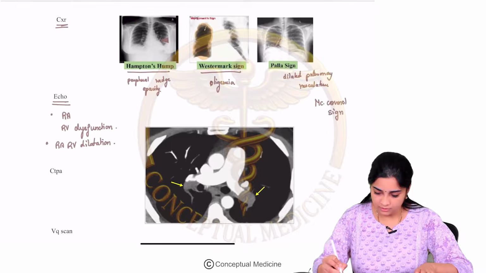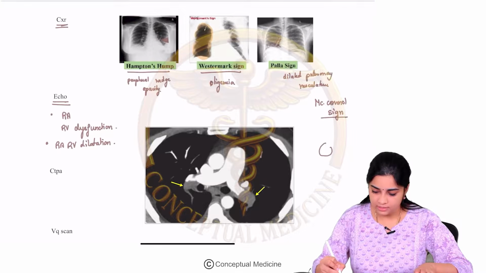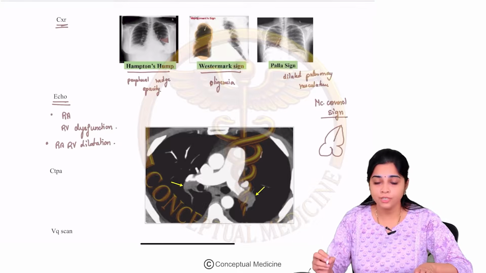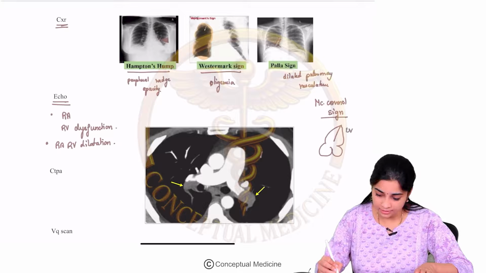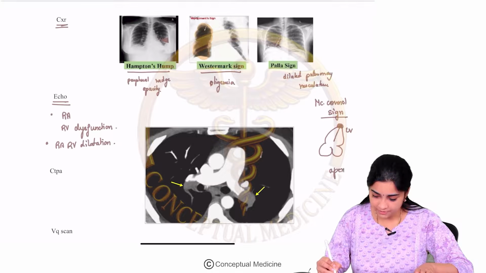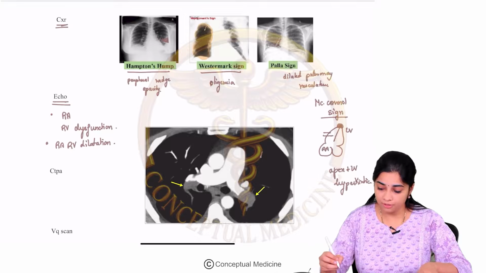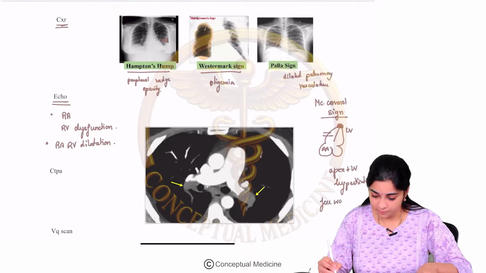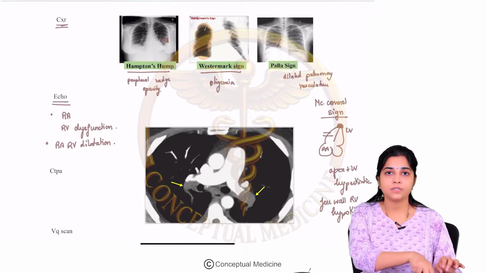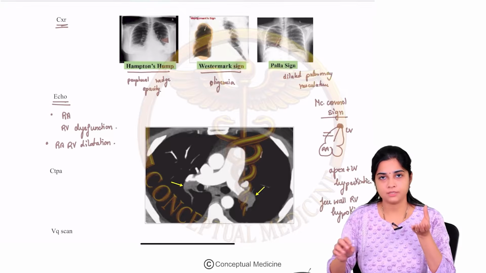Okay, McConnell sign. So if you see the echo of a PTE patient, you will find that the LV and the apex are hyperkinetic, whereas the free wall of the RV is hypokinetic. Okay, so let me demonstrate it to you in this way.